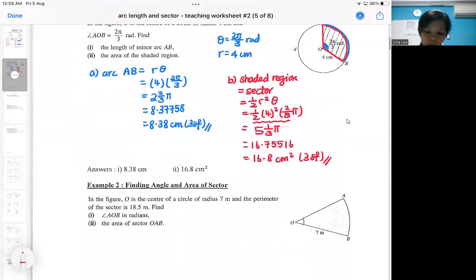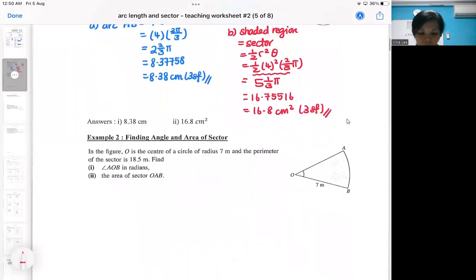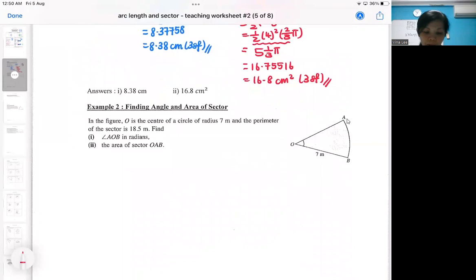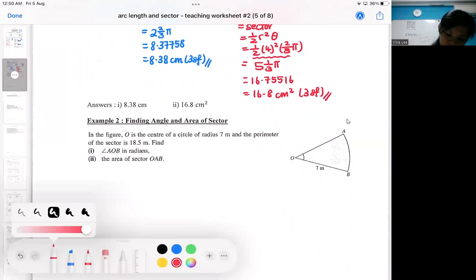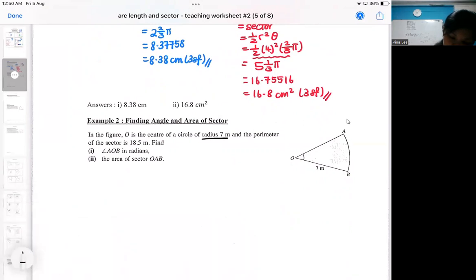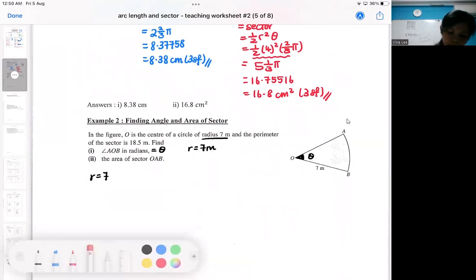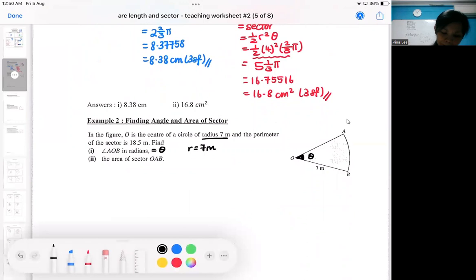Sometimes we got to be twisting around. So this is another one that they will be twisting around. They give us a radius, so the radius is 7. Our job is to find AOB. The only information they gave us is the perimeter of the sector, so the perimeter of the pizza.